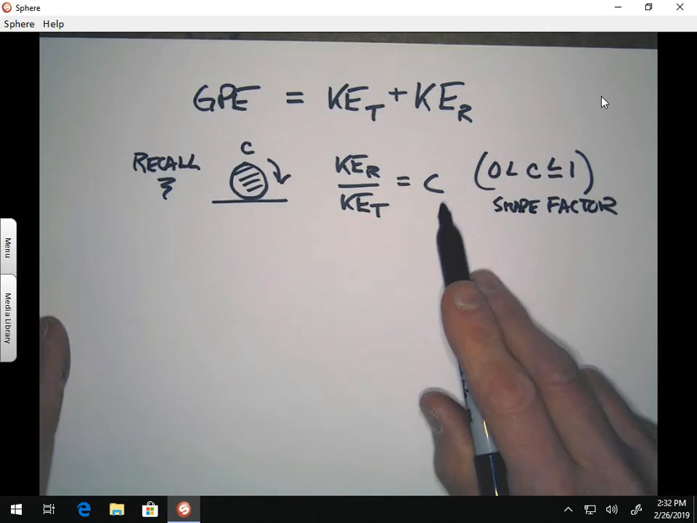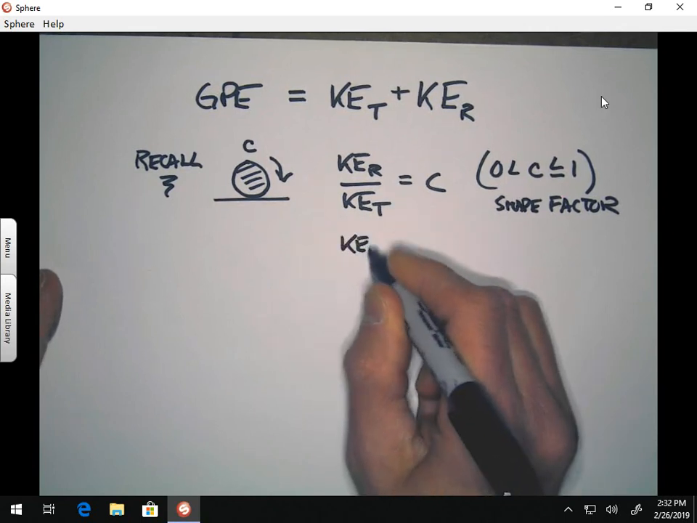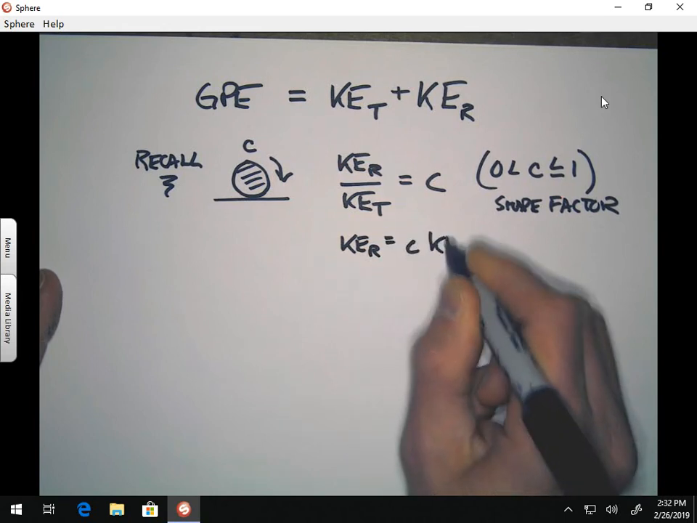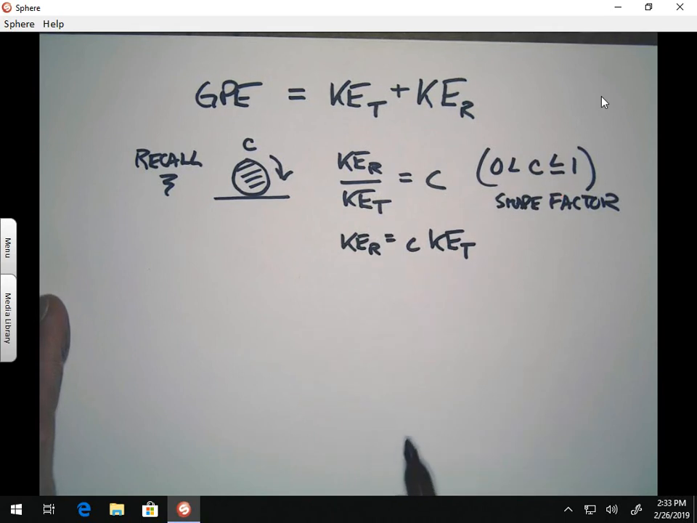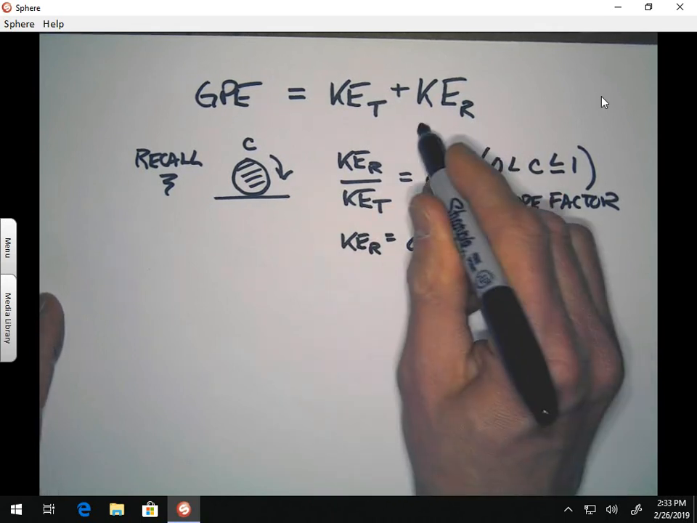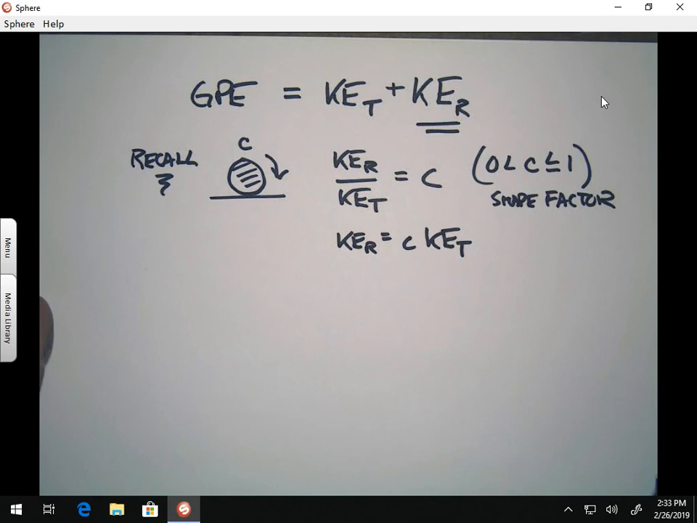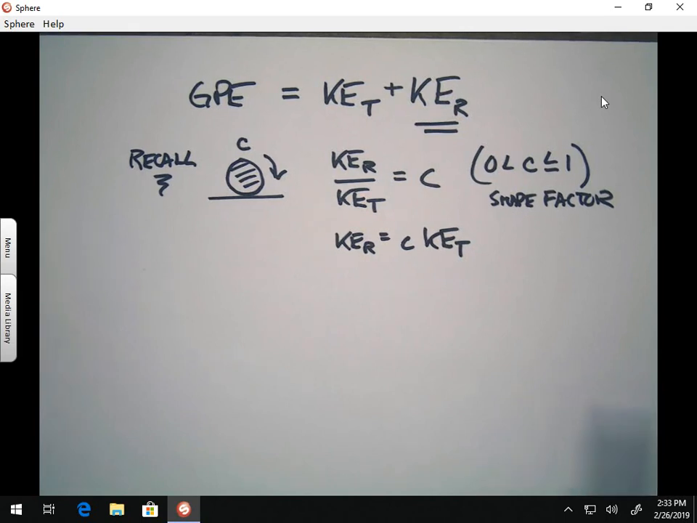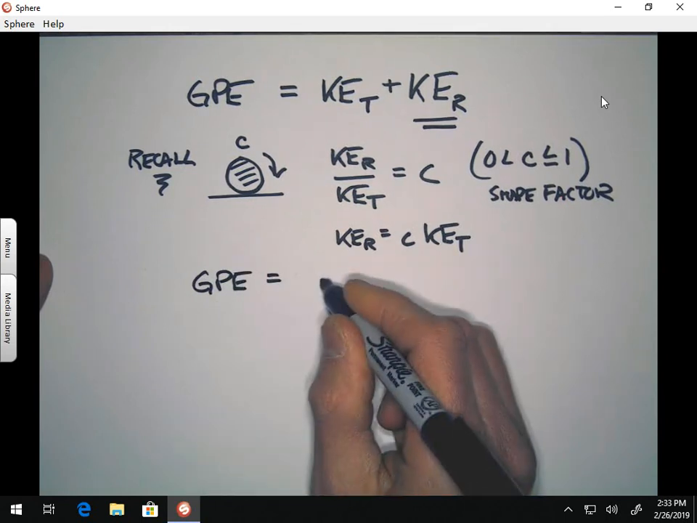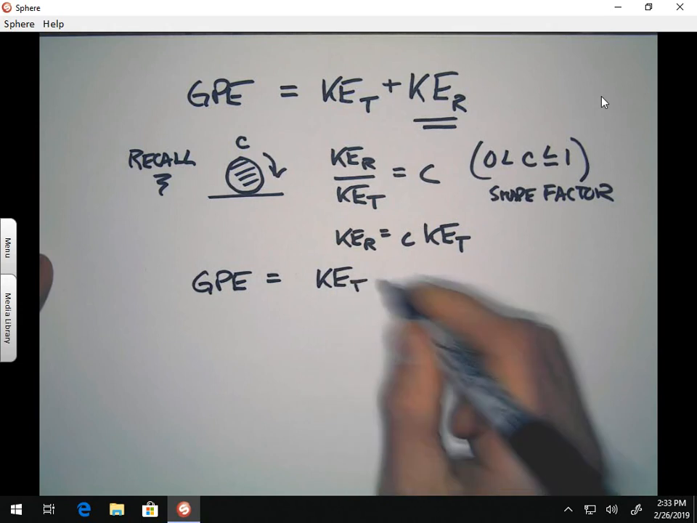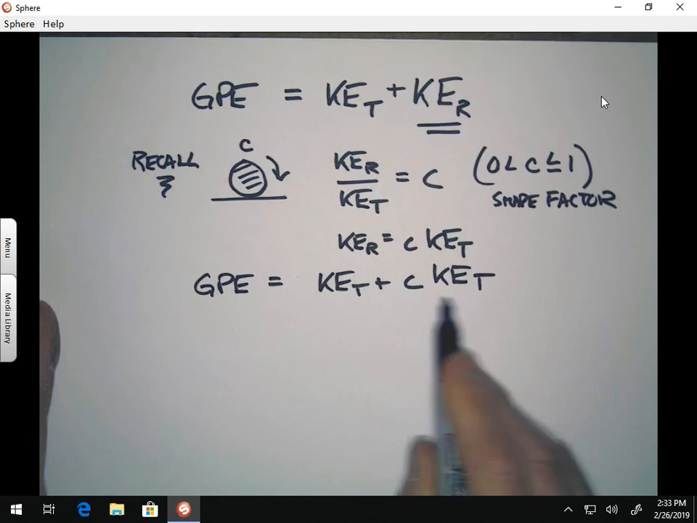All right, so let's use this relationship and rearrange it, and solve for the rotational kinetic energy. The reason we're going to do that is because we're going to stick it in and get rid of it up in the top, so that we get an expression that only has KET in it. So now let me go back and write this. Now the GPE is equal to KET plus C times KET, right? We just did our substitution right there.